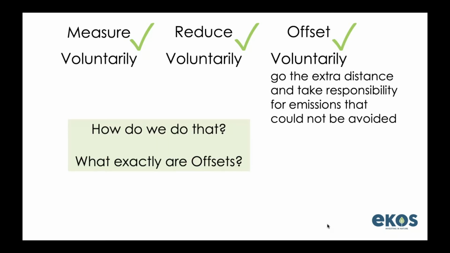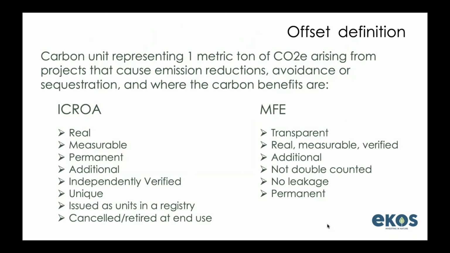So how do we do this, and exactly what are offsets? Well, each carbon offset is a ton of carbon dioxide that has either been removed from the atmosphere or it has avoided being put into the atmosphere. Generally, they're called reductions. So they come from projects that have done those reductions.